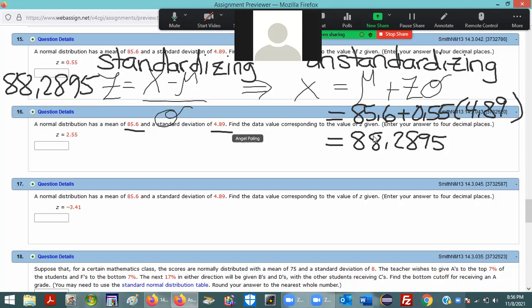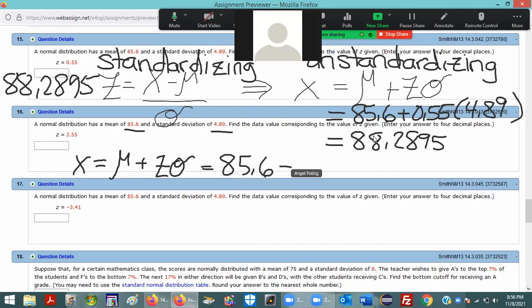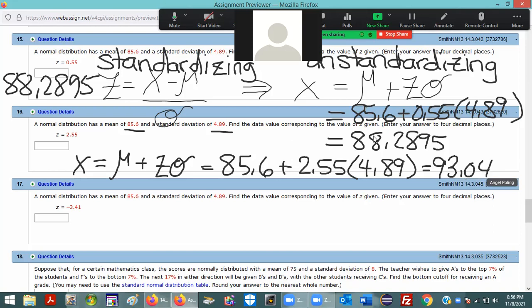And then you just do the same thing for these, right? It's still the same value. So X equals mu plus Z times sigma. The only thing that changed is Z. So this time we're going to multiply 2.55 onto our 4.89 and then add that to mu. This time I get 93.04. So 93.04.